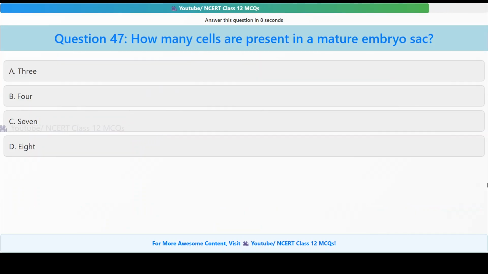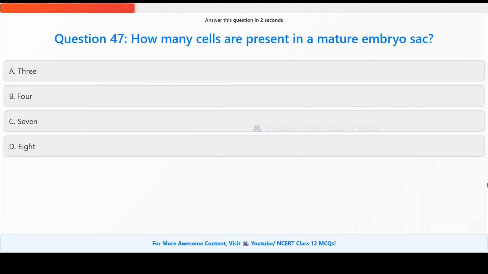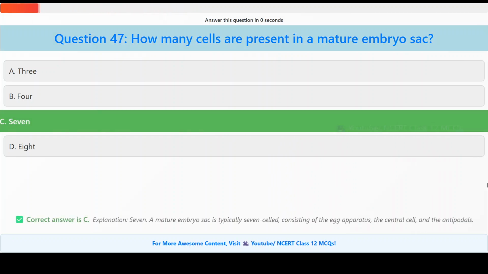Question 47. How many cells are present in a mature embryo sac? 7. A mature embryo sac is typically 7-celled, consisting of the egg apparatus, the central cell, and the antipodals.